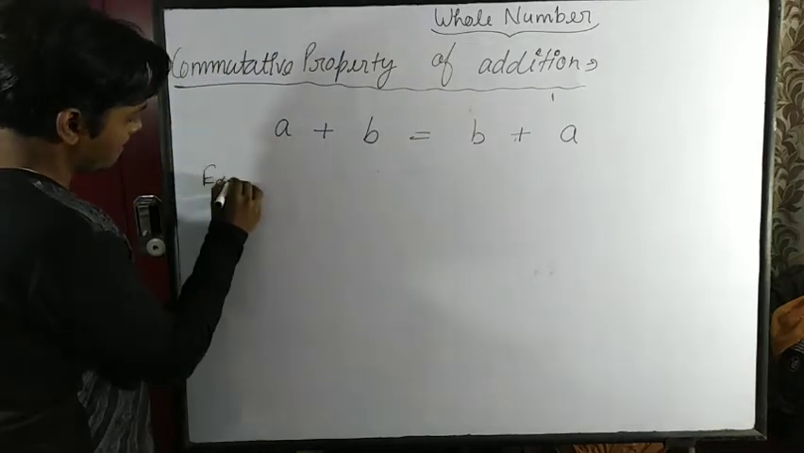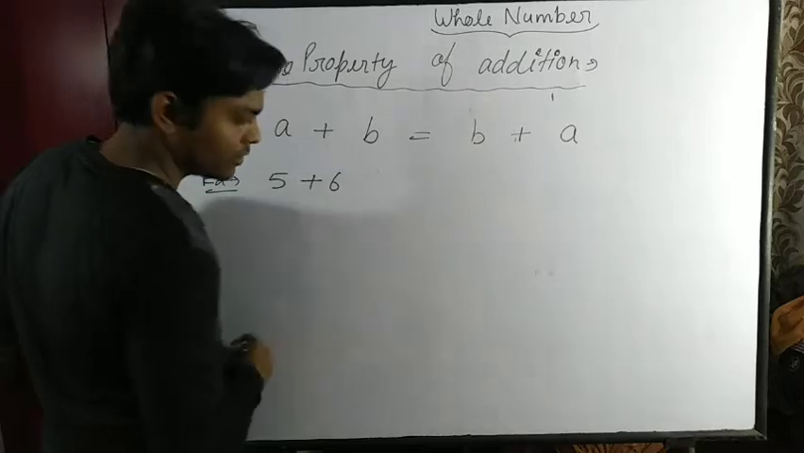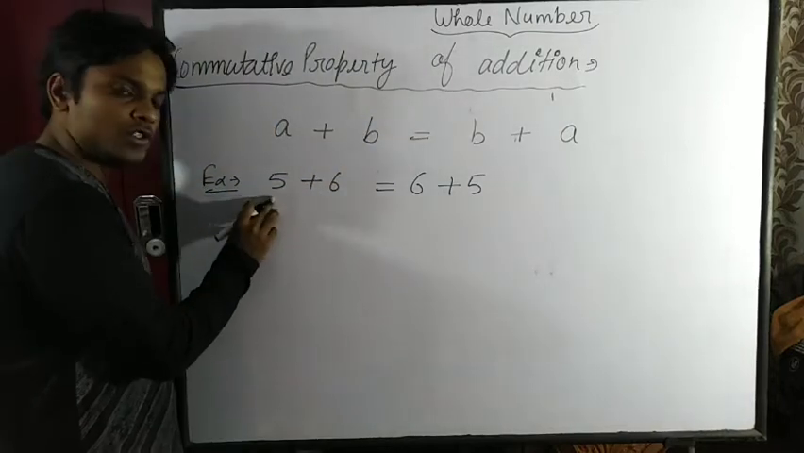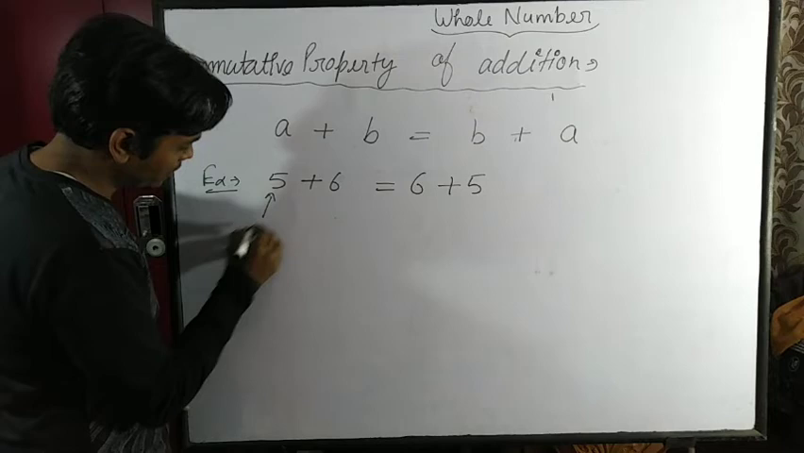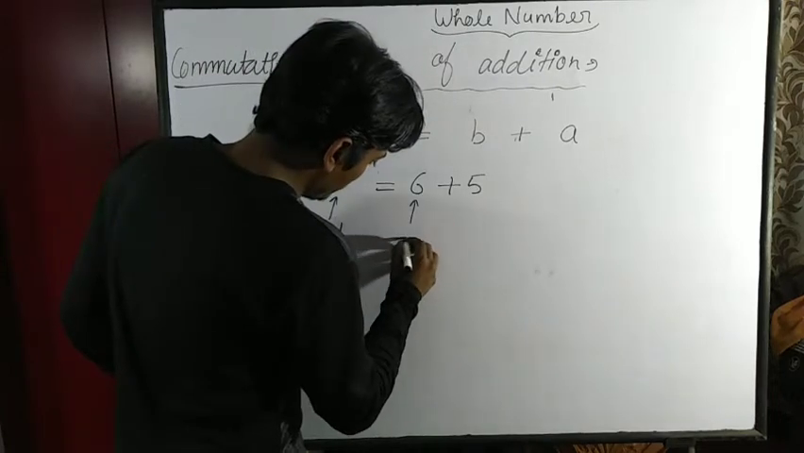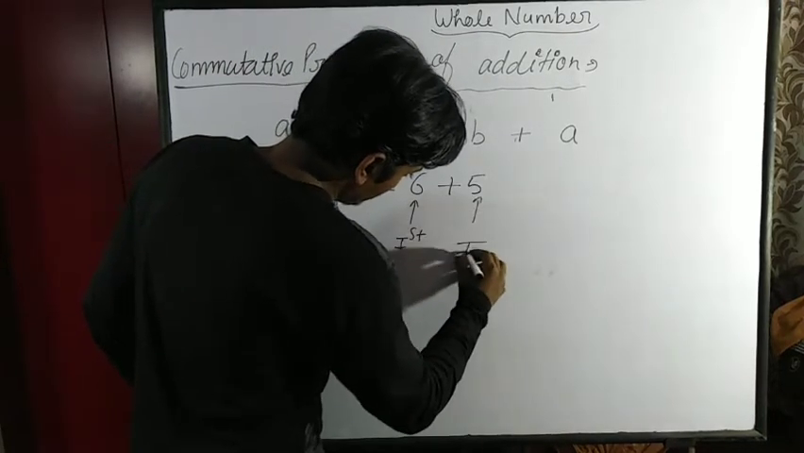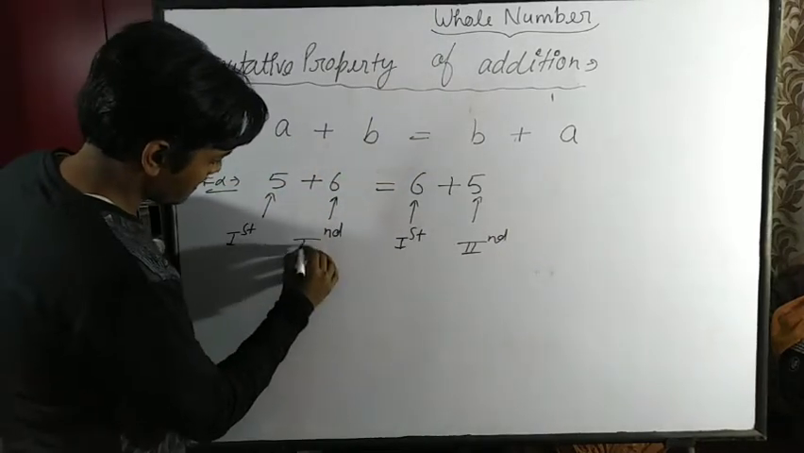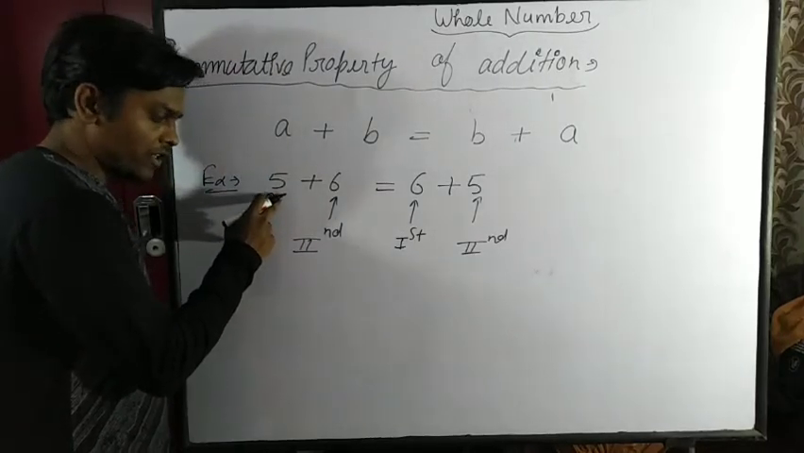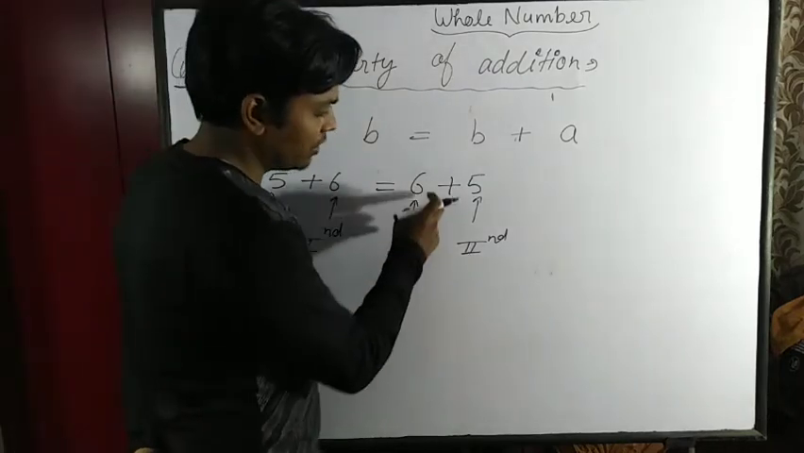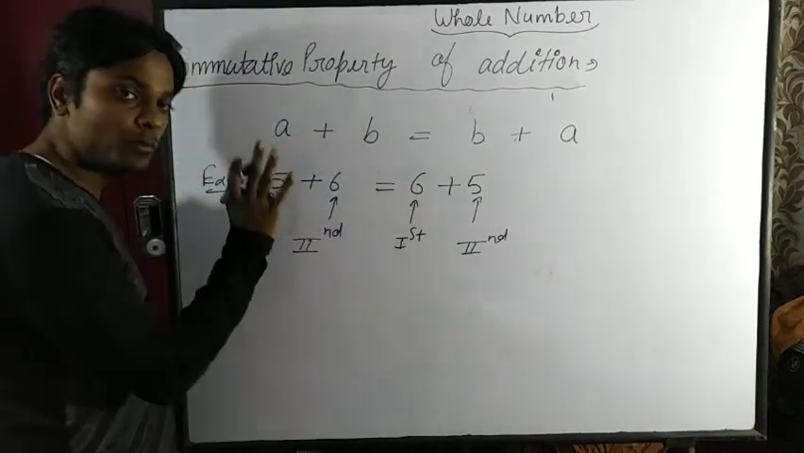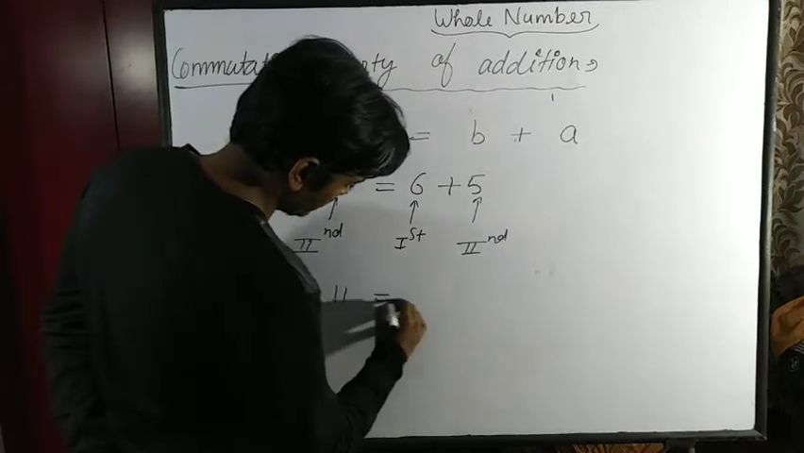Likewise, for example, 5 plus 6 is always the same as 6 plus 5. In the first, the first whole number is 5 and the second whole number is 6. In the second, the first whole number is 6 and the second is 5. We have just changed the order, but both have the same result: 11.